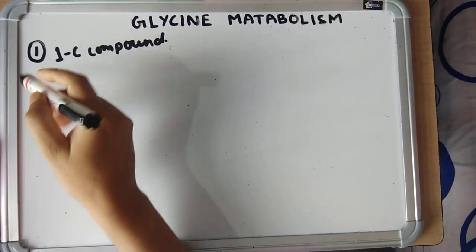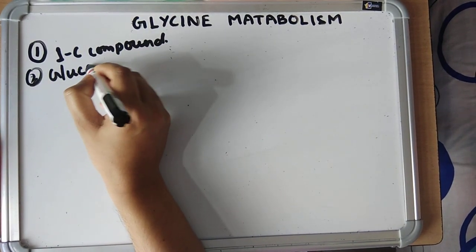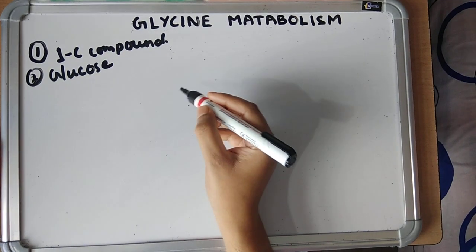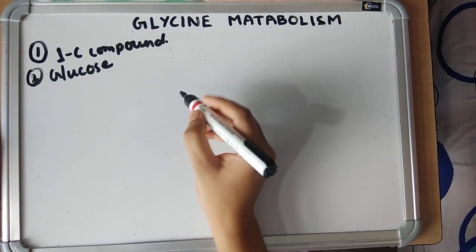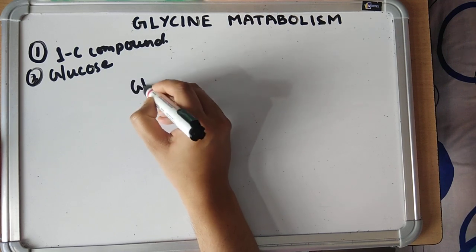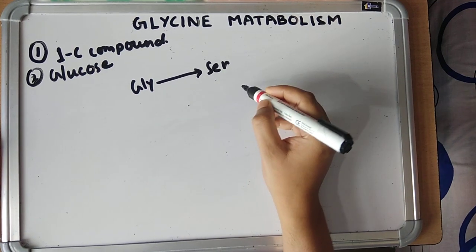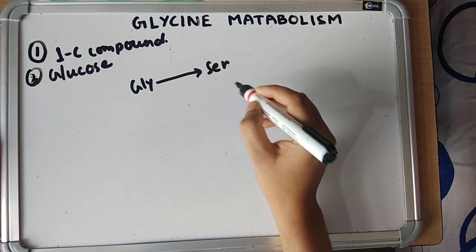Number two is synthesis of glucose. Since it is a glucogenic amino acid, it can synthesize glucose. I told you in the last class that glycine can be converted into serine by serine hydroxymethyl transferase. This is a reversible reaction.